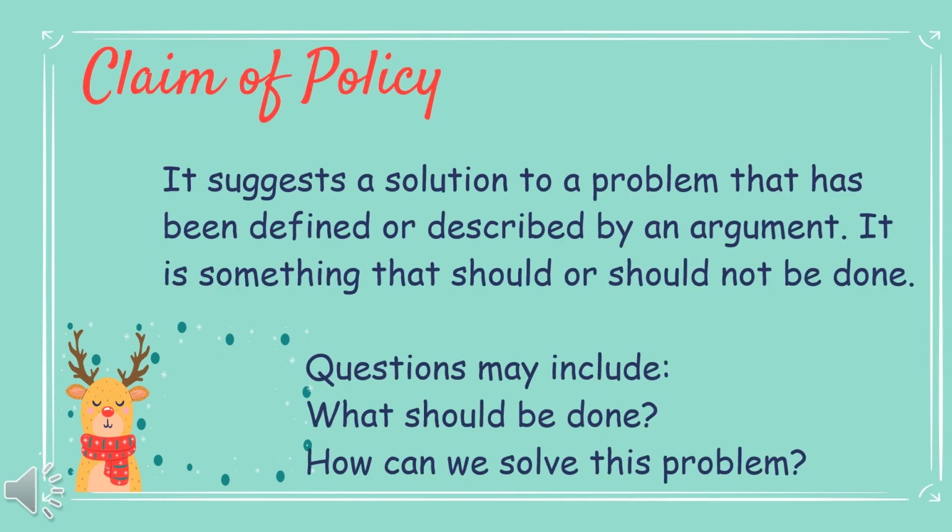Last type of claim that we have here is claim of policy. It suggests a solution to a problem that has been defined or described by an argument. It is something that should or should not be done. And actually, class, we have here a hint to determine if this one is under claim of policy. Here in claim of policy, we often use modal verbs such as should, must, shall, and so on. And you may simply answer the following questions: what should be done, or how can we solve this problem?